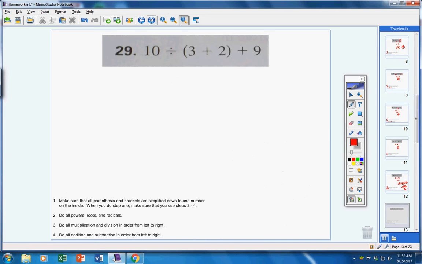Number 29. Alright, finally some parentheses. Step 1. Make sure your parentheses and brackets are simplified down to one number. Here's a parentheses. Do I have one number in there? No, I do not. Let's fix that. 10 divided by 5 plus 9. There we go.